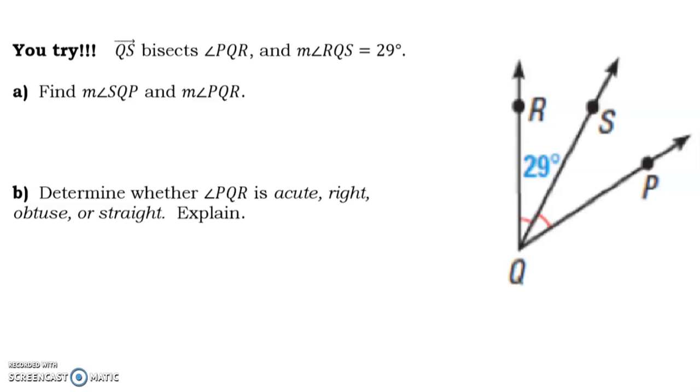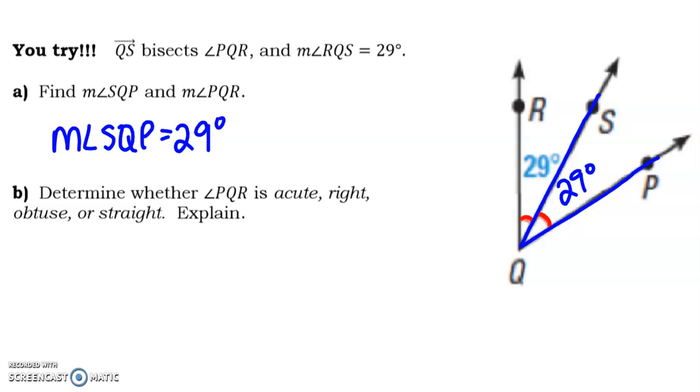So they are telling me that QS bisects angle PQR. We can also see that demonstrated in the picture here with the two congruent tick marks. So find the measure of angle SQP. That's 29 degrees since the other half was marked as 29 degrees. And then they also want us to find the measure of angle PQR.